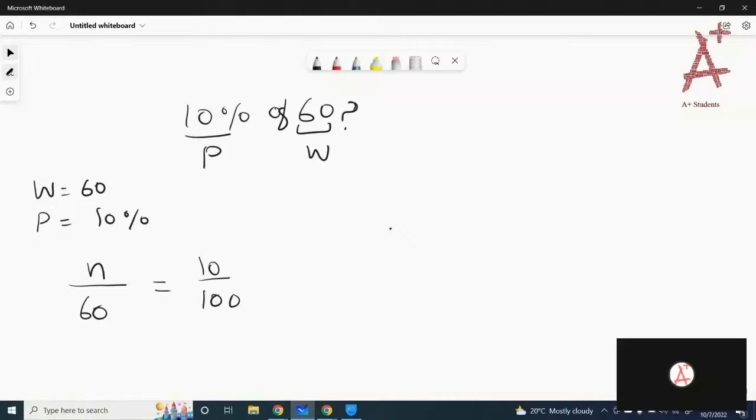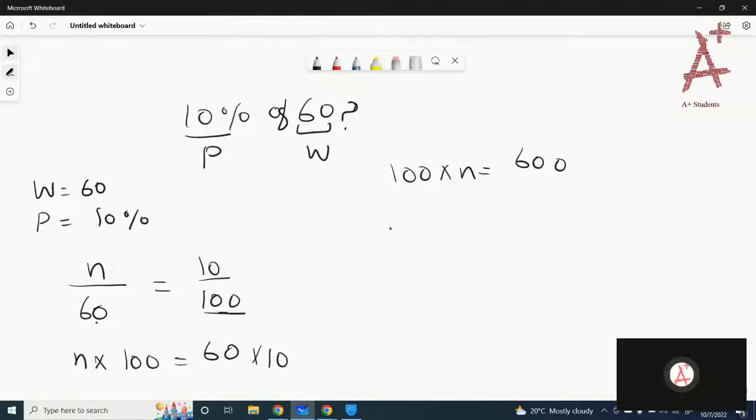So just do the cross multiplication. 100 times n, and for this one you multiply this denominator with this numerator. So it would be 60 times 10. So 100 times n equals 600.